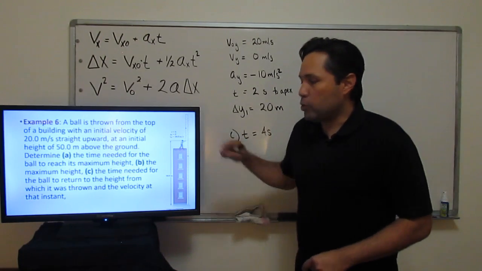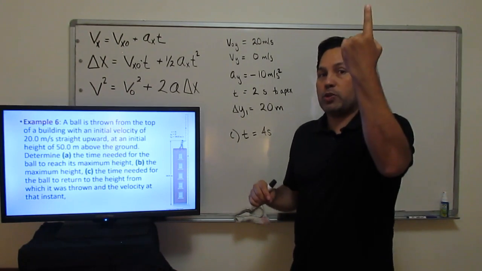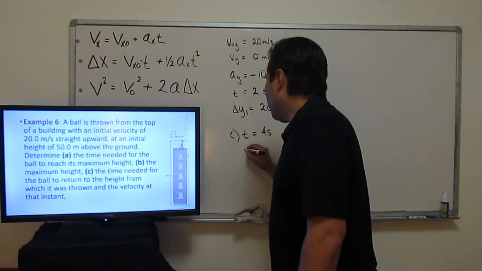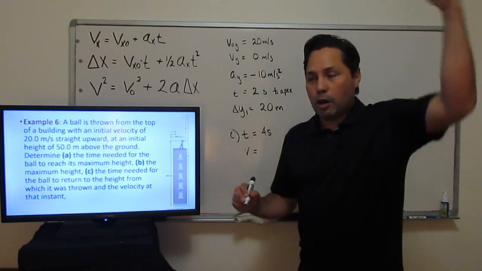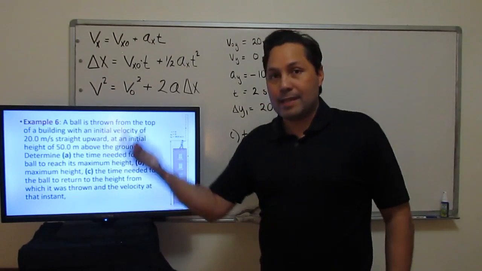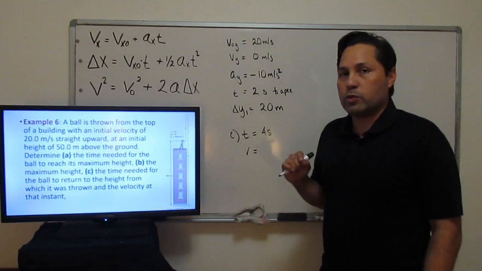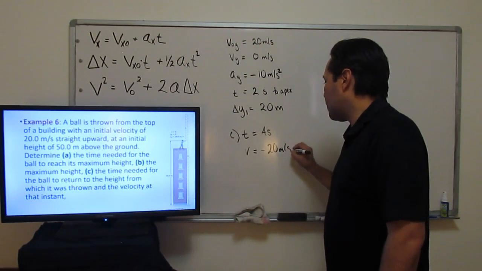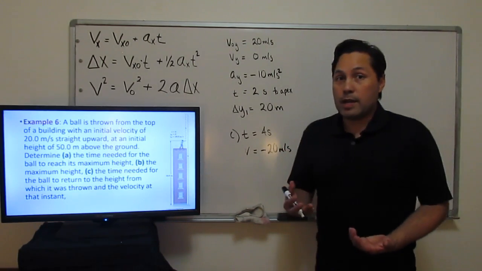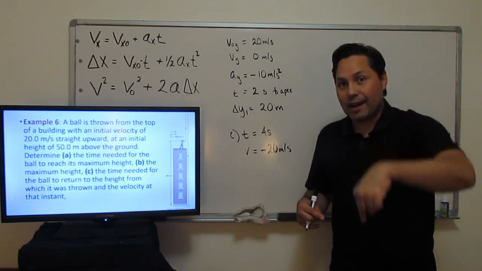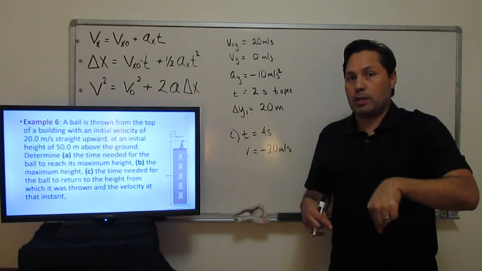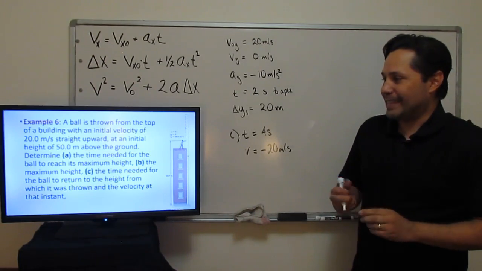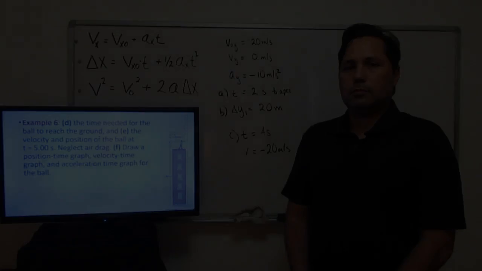Alright, if this person released the object at 20 meters per second up, what would be their velocity on its way down? Because they also want the velocity at the instant it comes down to where it was released. The answer is negative 20 meters per second. Why negative? Because it's going in the downward direction, and downward is negative. That's part C of this problem.